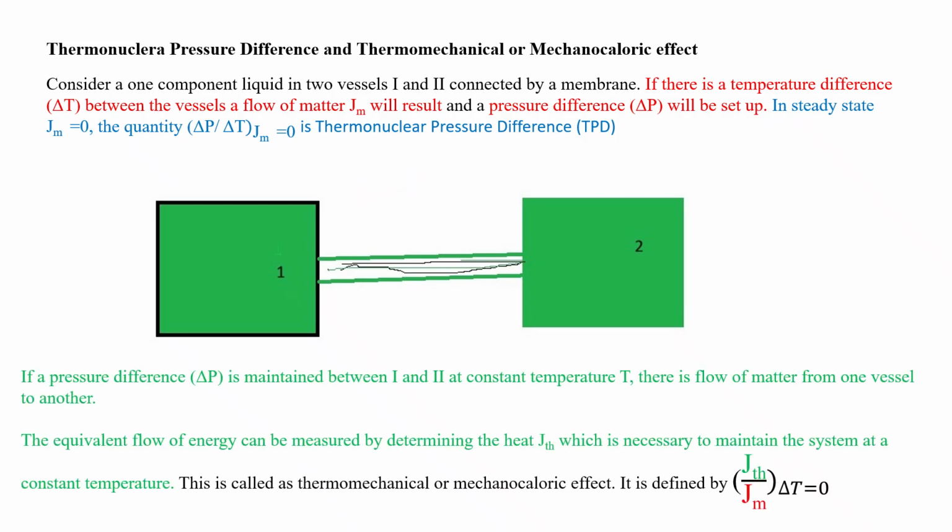So here you can see, a pressure difference is maintained between vessels 1 and 2, and the temperature is now constant. The temperature remains constant, but the pressure difference is maintained. Now you can see there is a flow of matter from one vessel to another. There will be a flow of matter from vessel 1 to 2 or 2 to 1, but this is purely due to the maintenance of a difference in pressure.